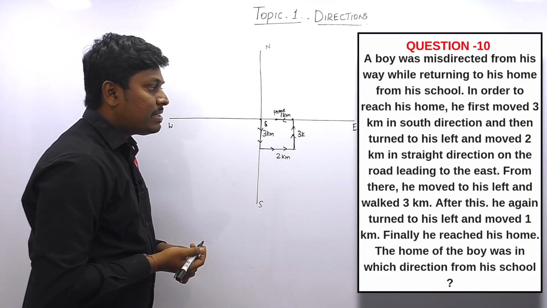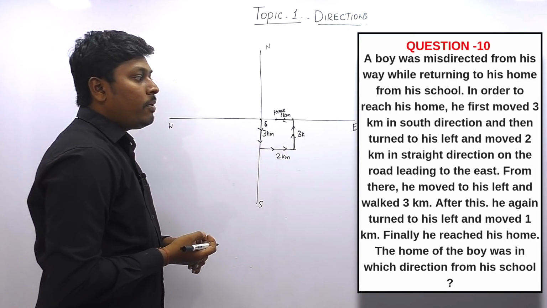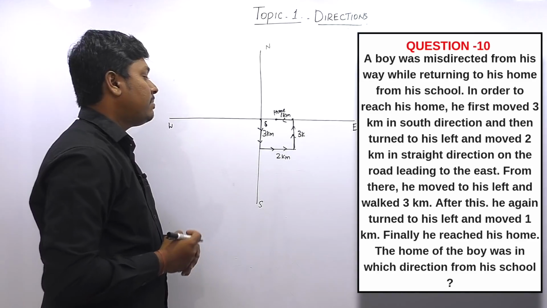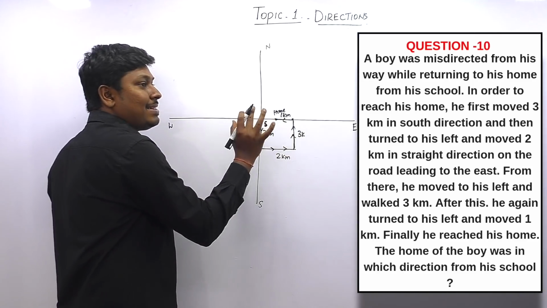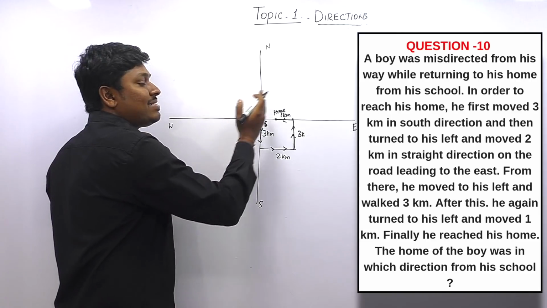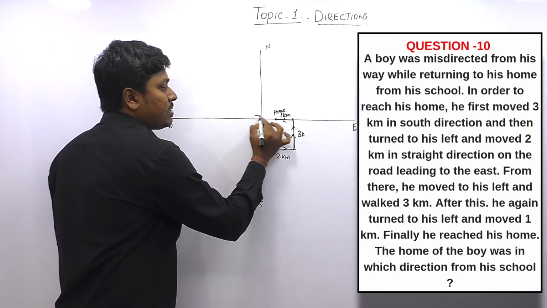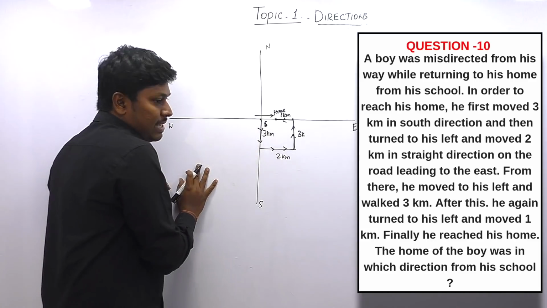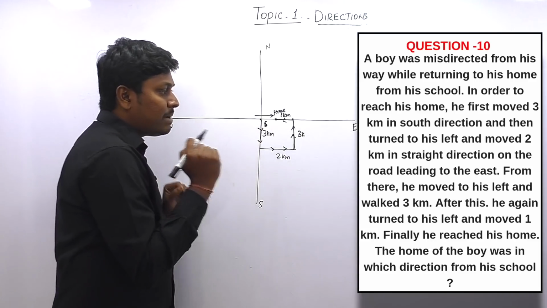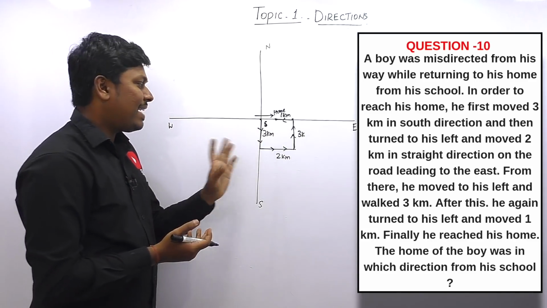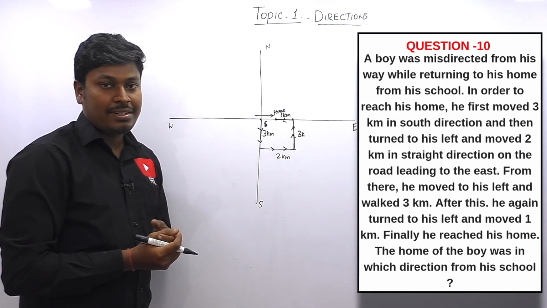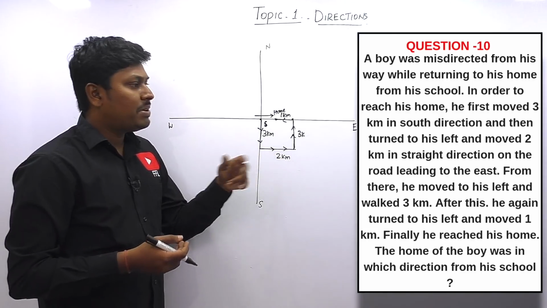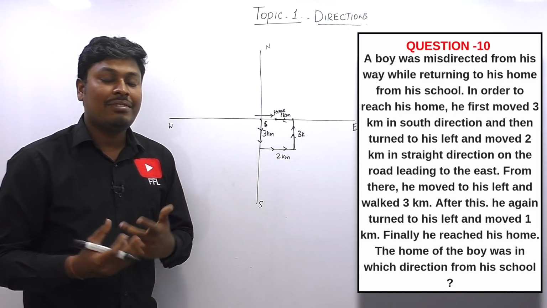And what is the question? The home of the boy was in which direction from his school? So this will be the school and this is the boy's home, and what they are saying is from the school in which direction the home is. So from the school, the home is in the direction of east. So the answer for question number 10 will be east. So diagram is important, right? So remember, if you practice more and more questions, then solving a direction question in any competitive exam will be very, very simple.